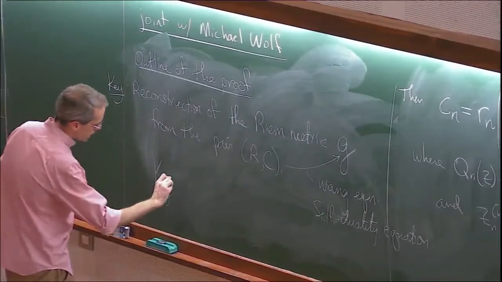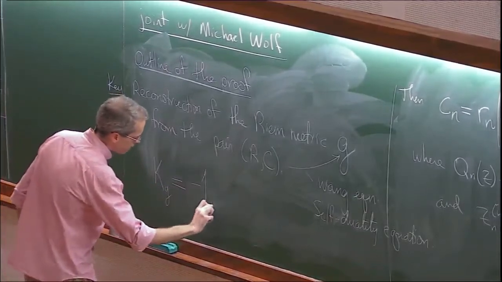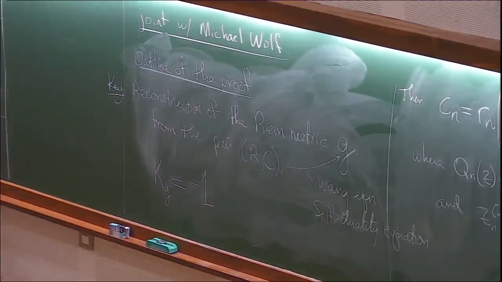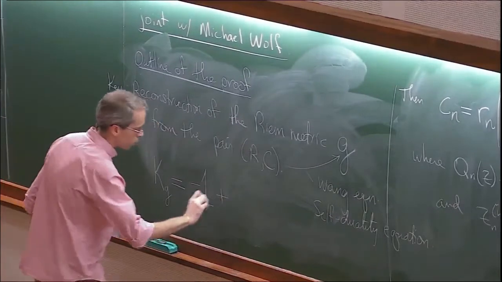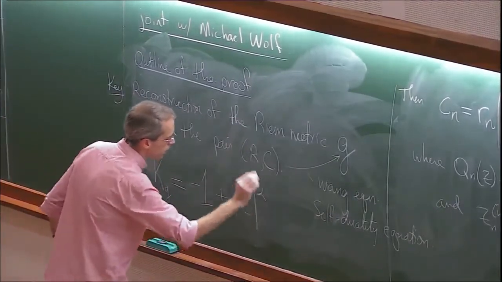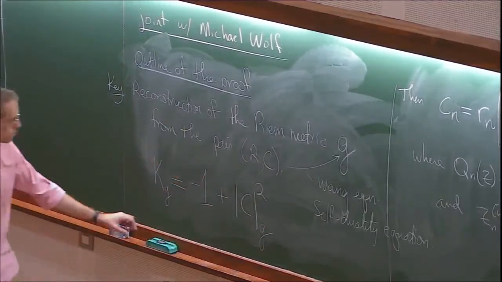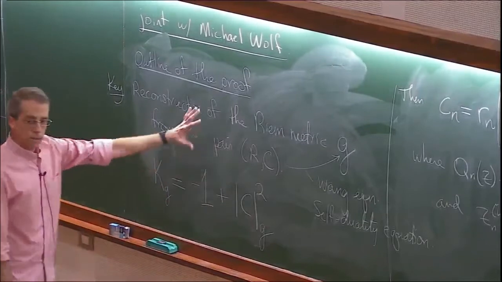You're looking for a Riemannian metric G so that the Gaussian curvature of it is -1 plus a small correction. But the correction is related to the cubic differential. It's the pointwise norm of the cubic differential squared relative to G. So let me say what this means here.